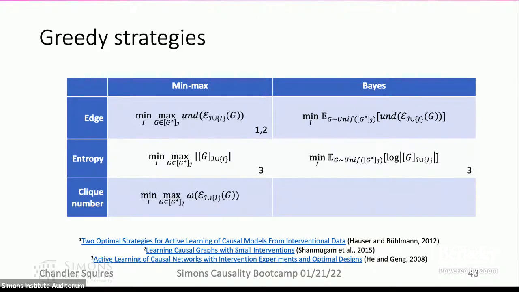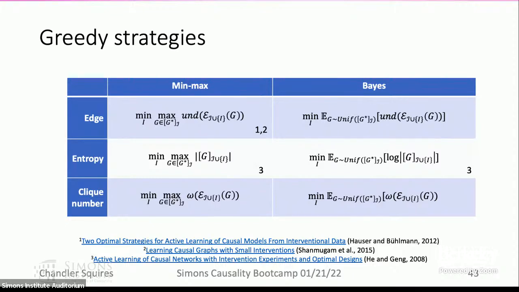And finally, we saw the size of the largest clique was an important quantity in at least the passive design case. So you could think of trying to minimize the size of that iteratively. And I'm not aware of any papers that explore theoretical properties of this strategy. It's high level, what our options for greedy strategies might be.